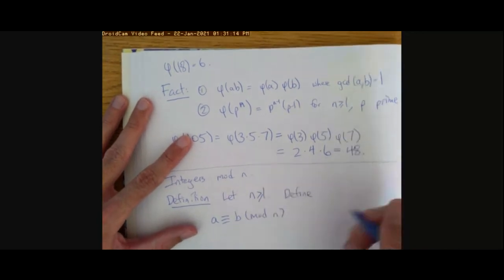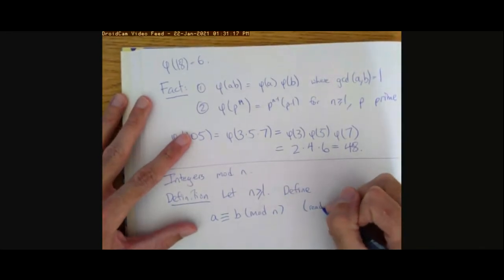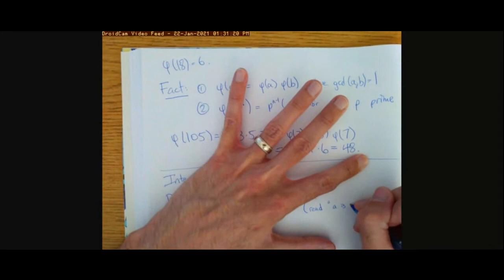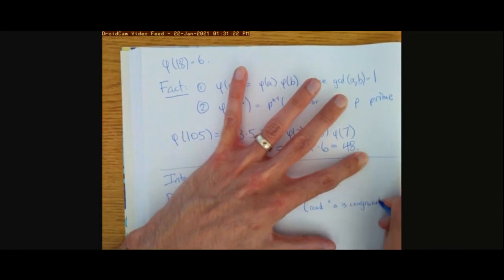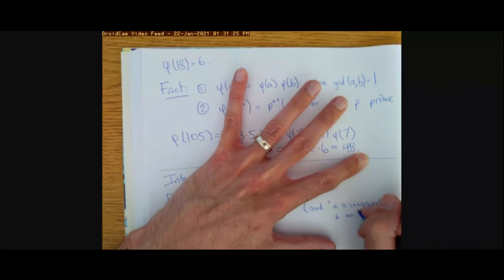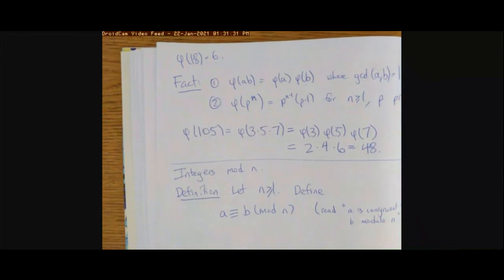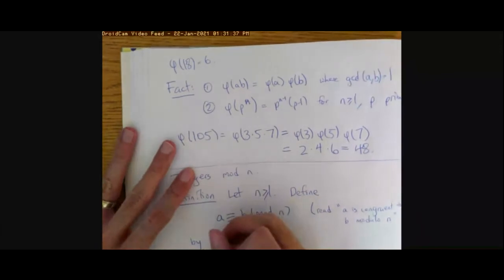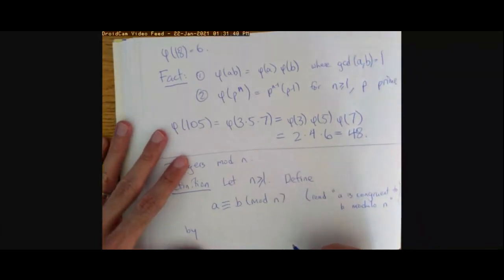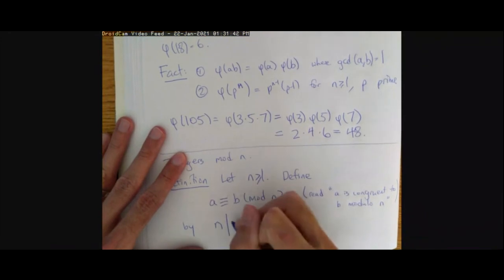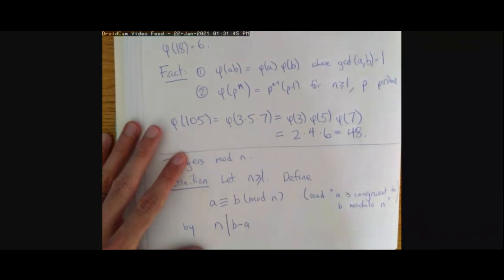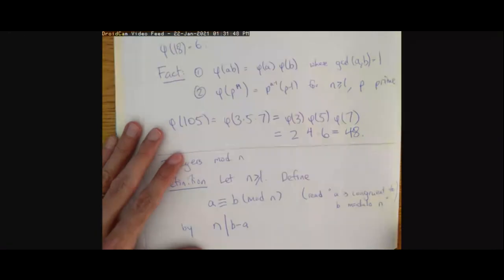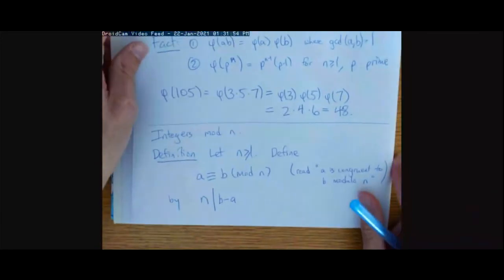Define A congruent to B mod n. Read it like A is congruent to B modulo n. Why? Well, we just say that A is congruent to B mod n if n divides B minus A. Oh, that probably went too fast.